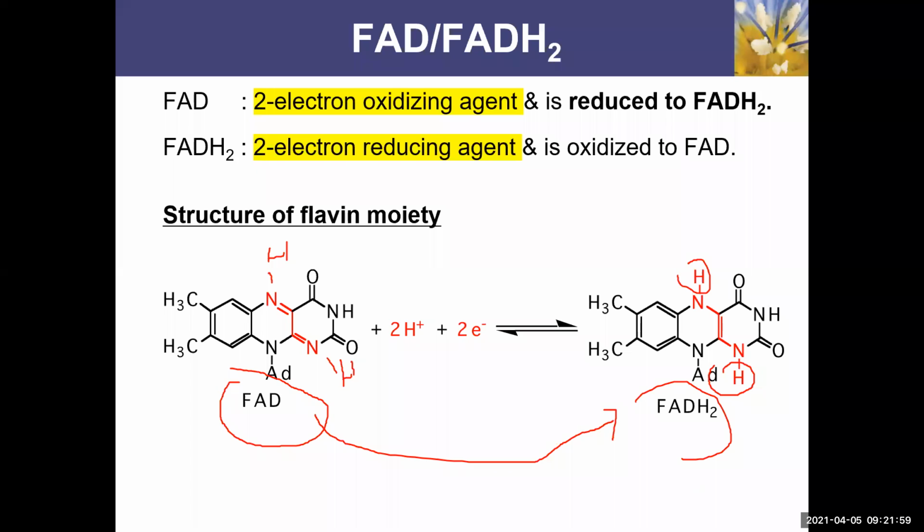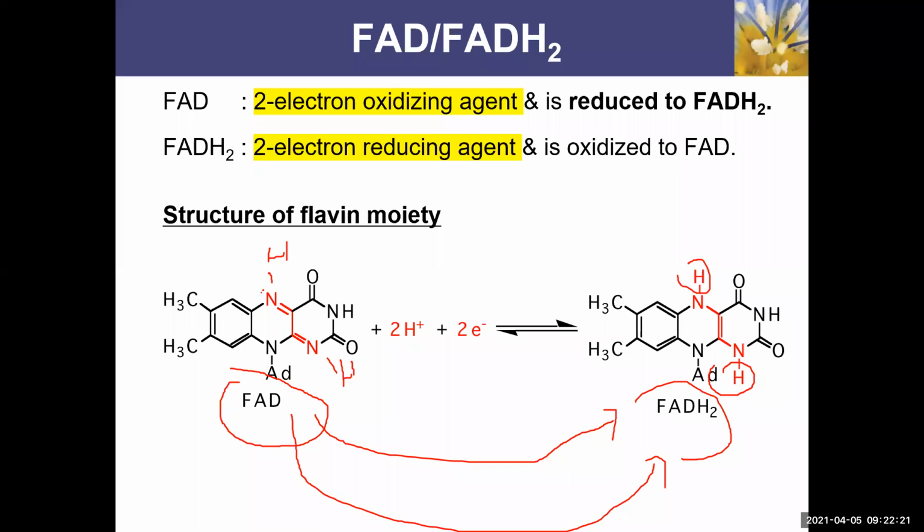So this FAD will accept the hydrogen, and this will happen during the oxidation process, which we will discuss in the upcoming lecture today. Thus this FAD will get reduced and form FADH2. And this is a very important point.